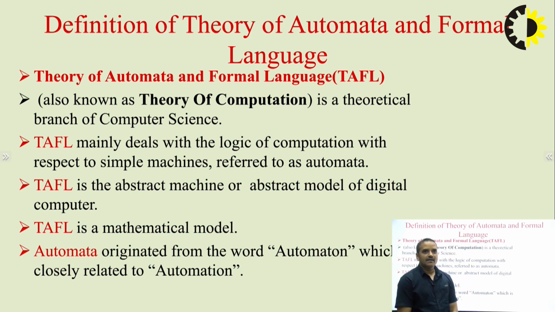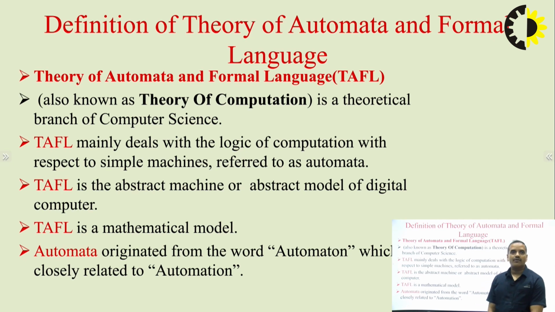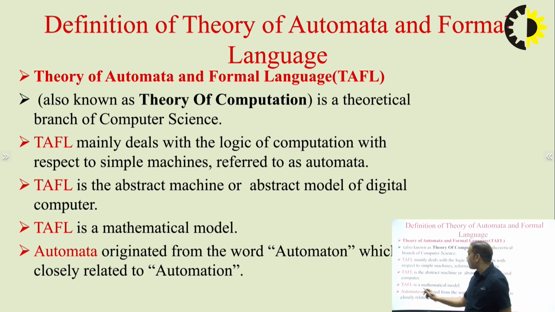Theory of automata and formal language, also known as theory of computation, is a theoretical branch of computer science. TOC mainly deals with the logic of computation with respect to simple machines referred to as automata. TOC is an abstract model of a digital computer, or an abstract model of a machine, which is used to process the given language in a specified manner. TOC is a mathematical model.